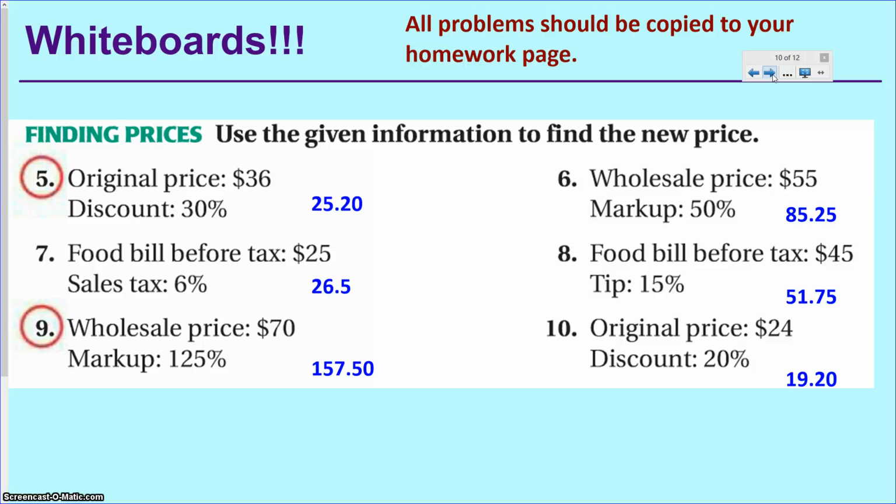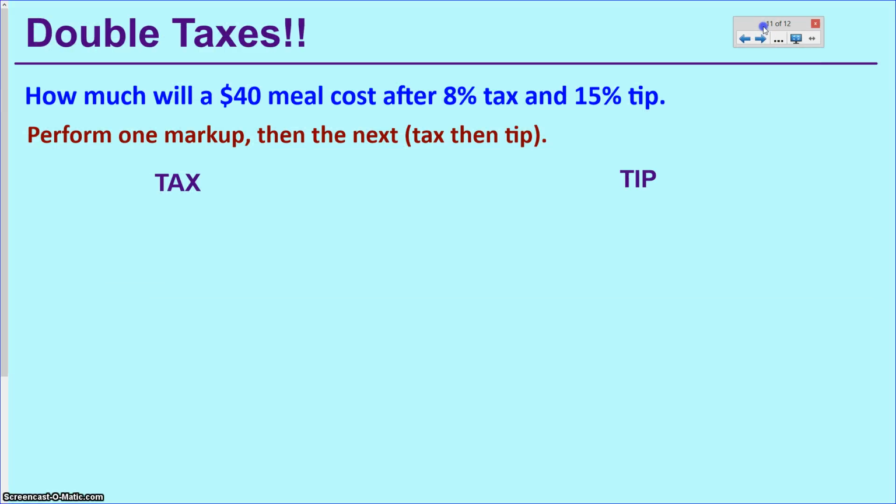There's one more type of problem that I have to teach you how to do, and that is a double tax. So when you go out to a restaurant, typically you pay for your meal, there's tax on the meal, and then you have to tip your server 15%. You will tip upon your final bill, which will include the tax, so you have to have a $40 meal that's taxed upwards 8%, and then you got to pay a 15% tip on top of that. So this is a 2-step problem. We have to find the price after the tax, and then we have to find the price after the tip.